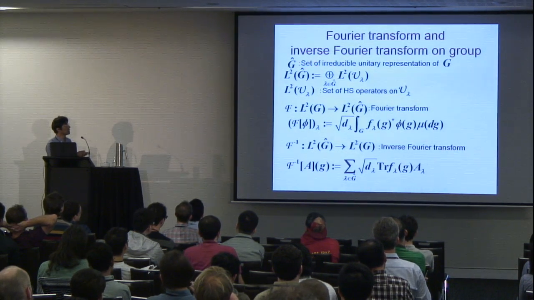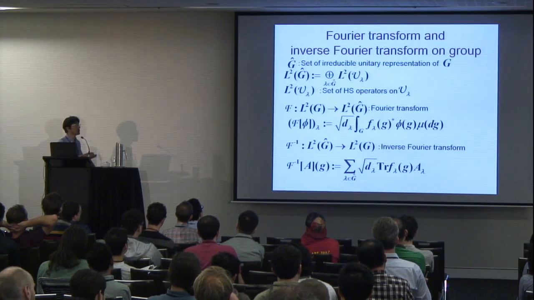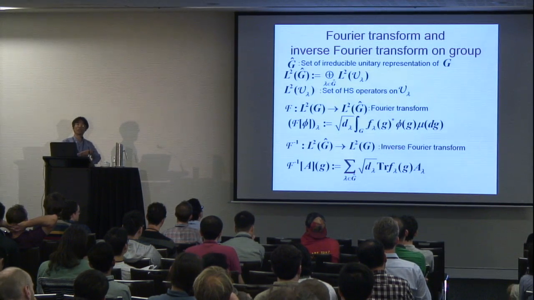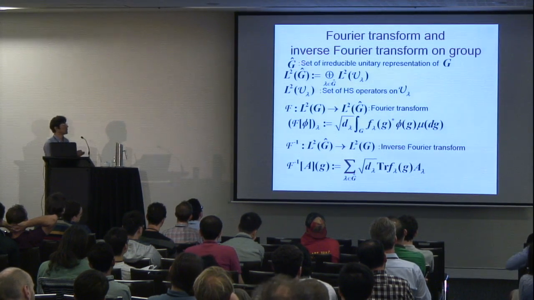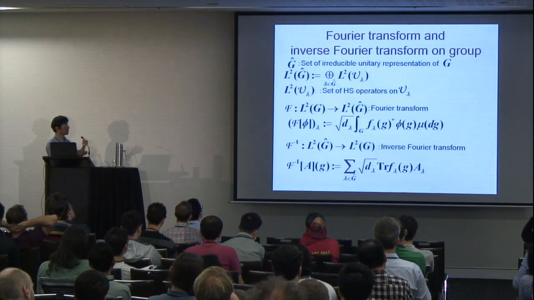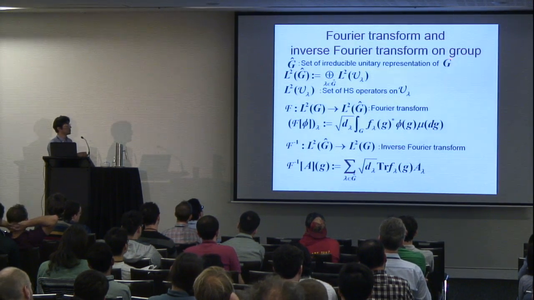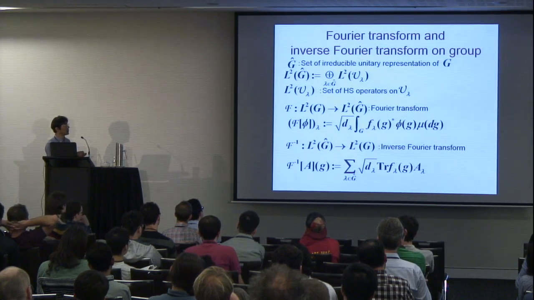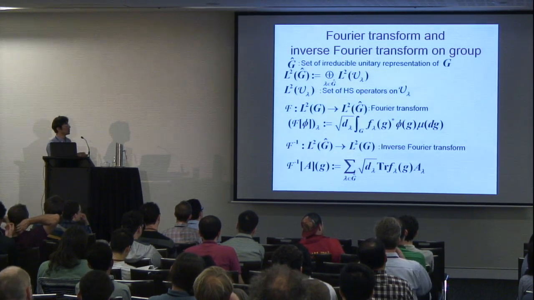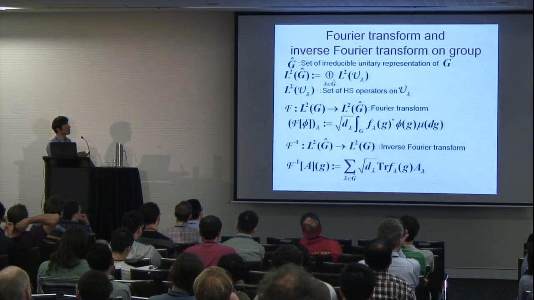So G hat is a set of irreducible unitary representations. Of course, if G is a usual commutative group, in that case, essentially G hat is a usual Fourier transform. But if G is not commutative, in that case, each representation is not one dimension. So we have some difficulty, and it also depends on the level of the unitary representation.